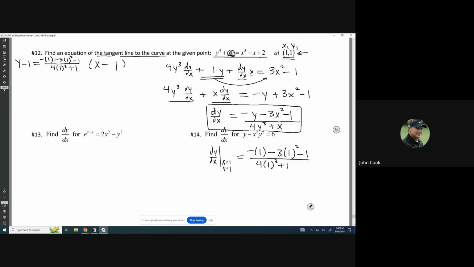I don't really care what that number is. Whatever it is, that's my slope, and I put that in the equation. So here is my tangent line that I wanted. And it's right, because I don't really care what this is. You can take a couple seconds to figure it out probably, but I want to be as lazy as possible, I think.